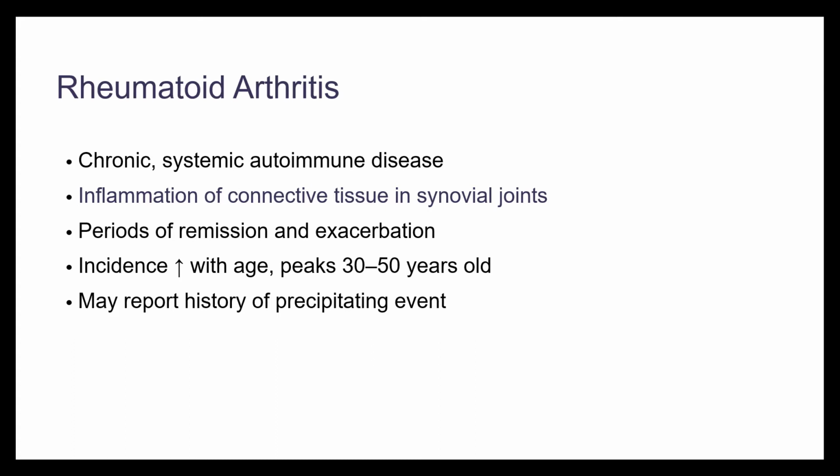Many patients with rheumatoid arthritis may report a history of a precipitating event, such as an infection, stress, exertion, possibly recent childbirth, or a surgical procedure. However, in several cases, rheumatoid arthritis is typically considered insidious, meaning we are not sure why it occurred in that particular individual.